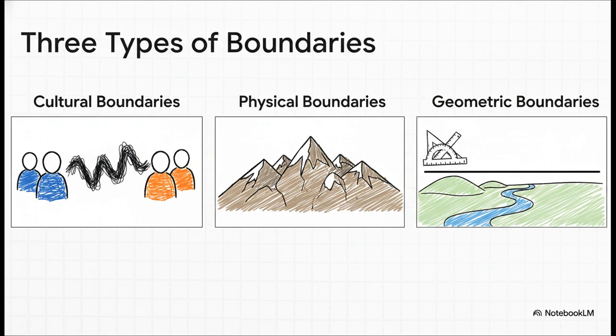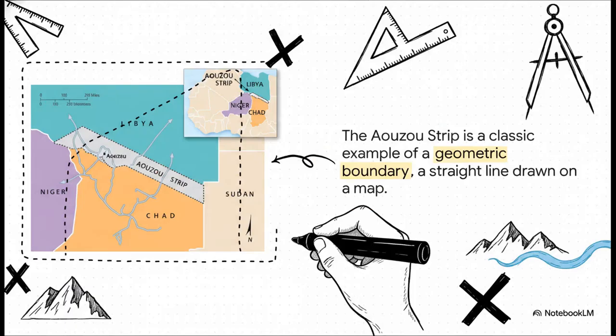And then you have geometric boundaries. Just take a look at the Aouzou Strip between Libya and Chad. It's a perfect example of a geometric boundary. It's just a straight line. It doesn't follow any natural feature. It's a totally human construct, just drawn right there on the map, usually along a line of latitude or longitude.